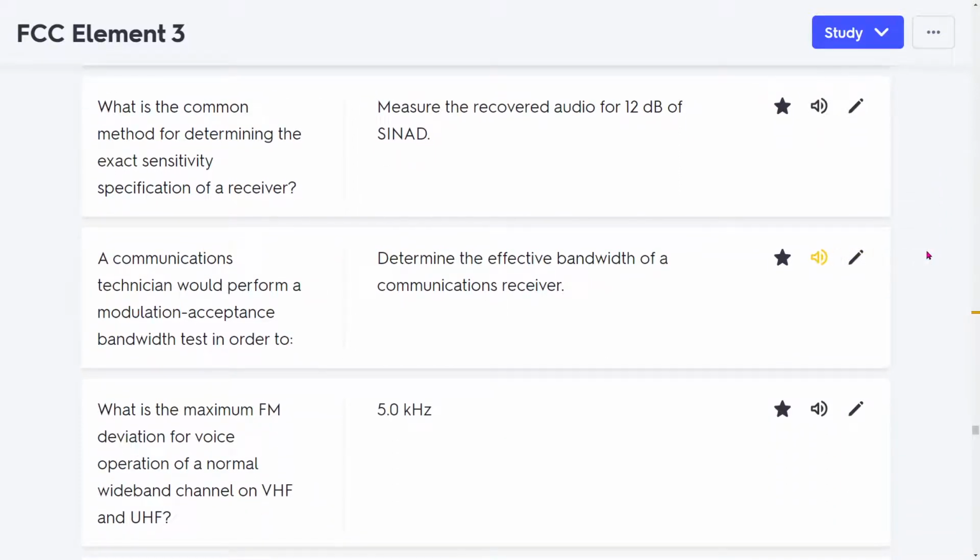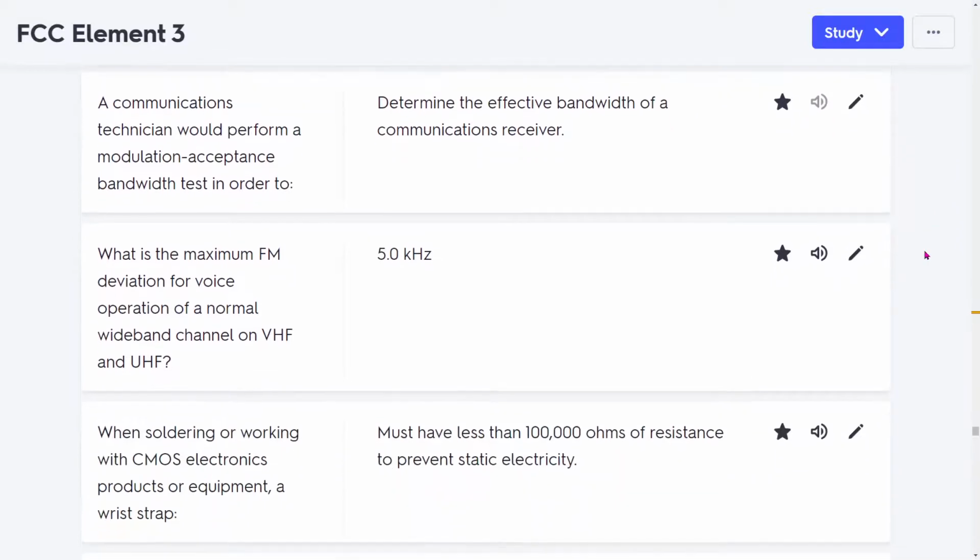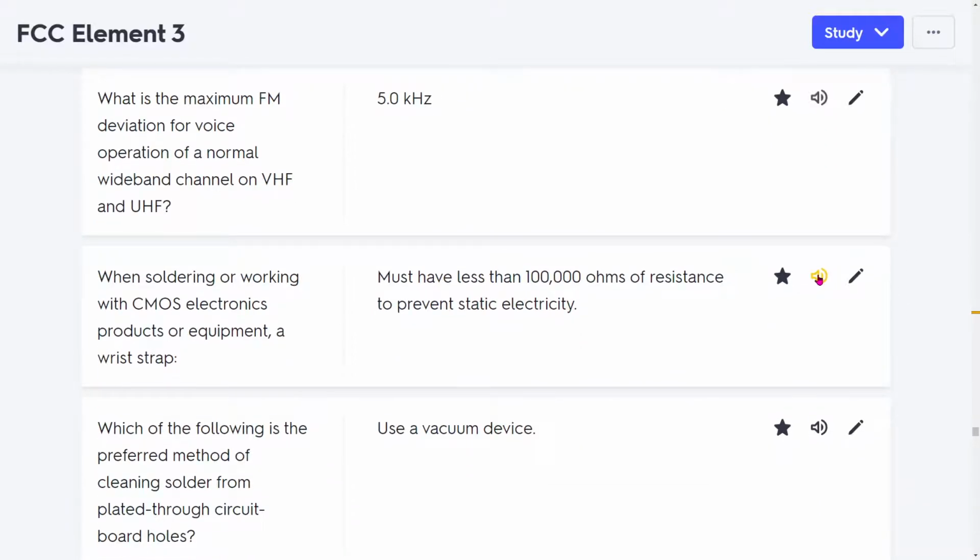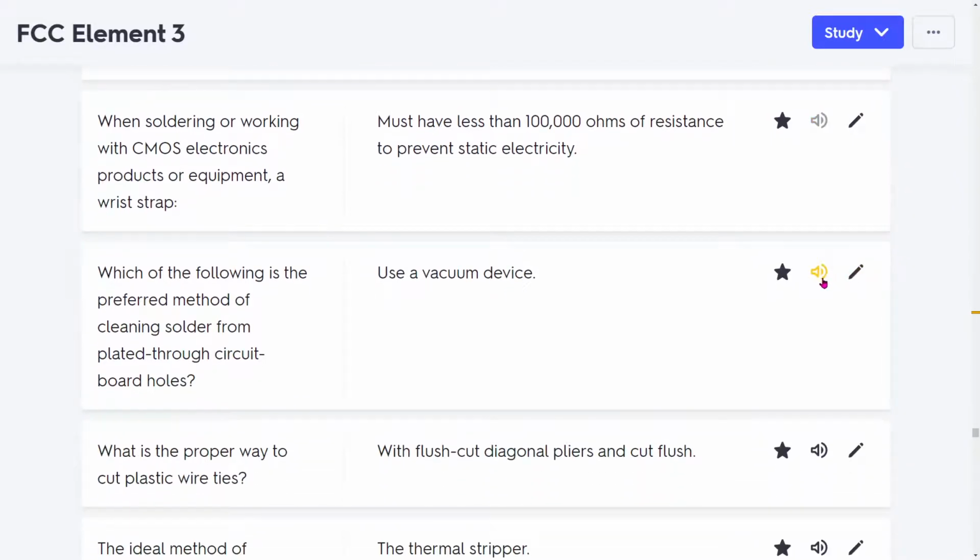A communications technician would perform a modulation acceptance bandwidth test in order to determine the effective bandwidth of a communications receiver. What is the maximum FM deviation for voice operation of a normal wideband channel on VHF and UHF? 5.0 kHz. When soldering or working with CMOS electronics products or equipment, a wrist strap must have less than 100,000 ohms of resistance to prevent static electricity.